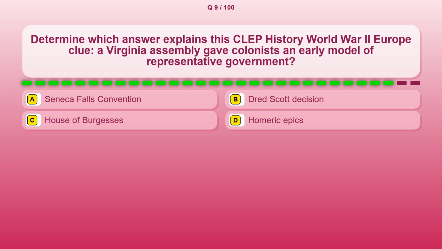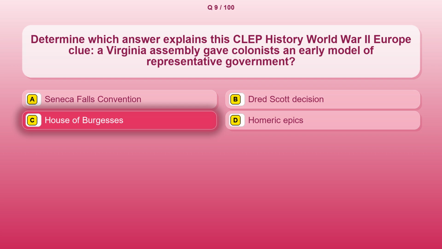Question 9. Determine which answer explains this CLEP history. World War II Europe clue. A Virginia assembly gave colonists an early model of representative government. Option A, Seneca Falls Convention. Option B, Dred Scott Decision. Option C, House of Burgesses. Option D, Homeric epics.